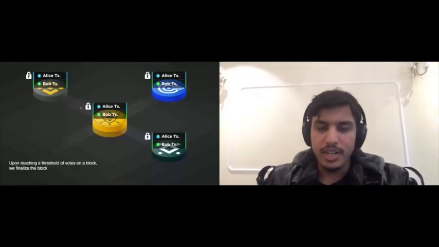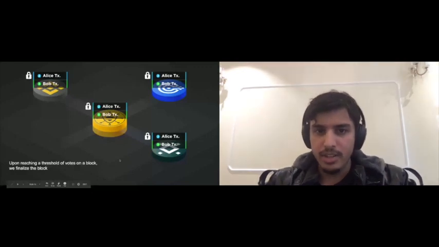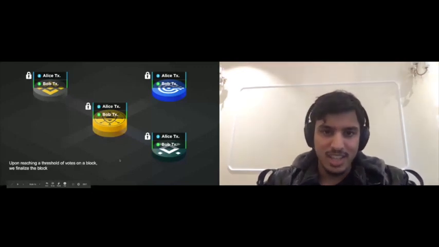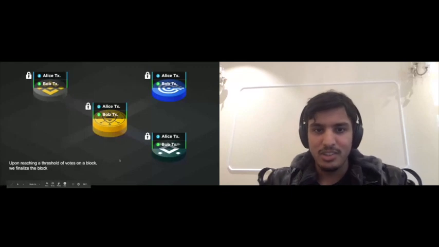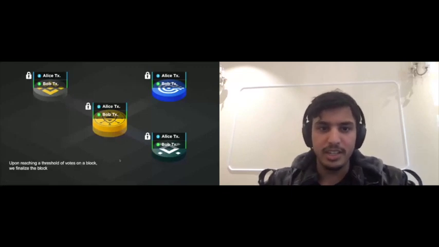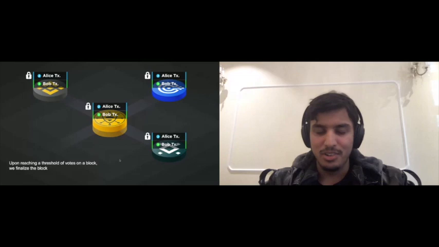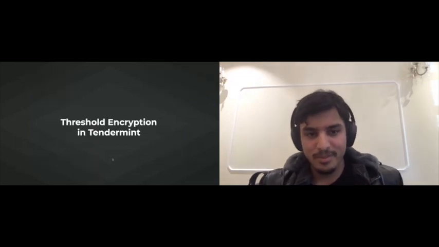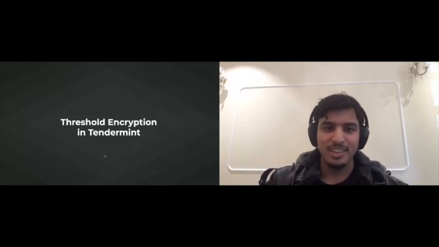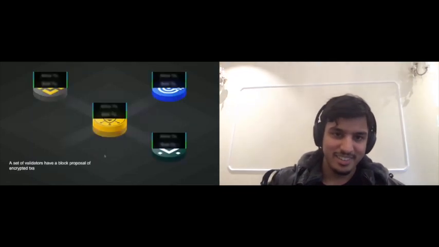But the key thing is we need a certain threshold of votes to be given. And in Tendermint, or in BFT in general, the best you can go, or you kind of want, is 2/3 of votes. This is just because in BFT, this is the best you can achieve, or this gives you the best fault tolerance.